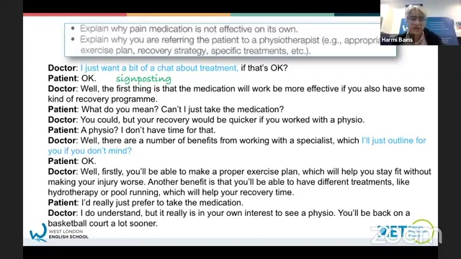I'm just going to talk to you about something. You're telling the patient in advance what's coming next. So this doctor, this medical professional, they've used signposting. It's really useful. And also look at the language.